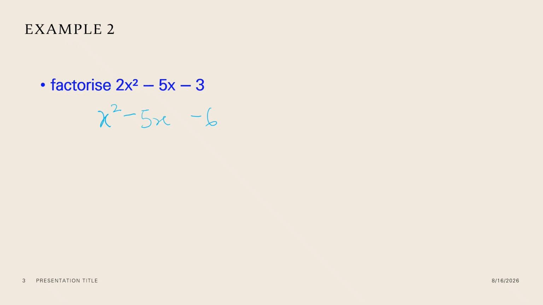Now let's write the possible values that will generate the coefficient. So we have the possible values to be 1 times negative 6, 2 times negative 3, and then any other value. Yes, so we also have negative 2 times positive 3.